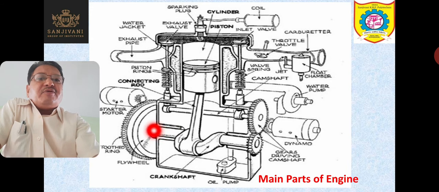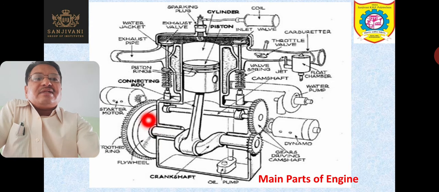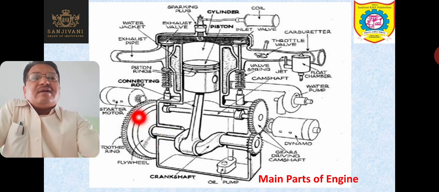Then mounted on the crankshaft is the flywheel. This is the flywheel. So the flywheel is used to reduce the variations in the turning moment, so that the jerk is reduced and the energy which is available is a smooth one.